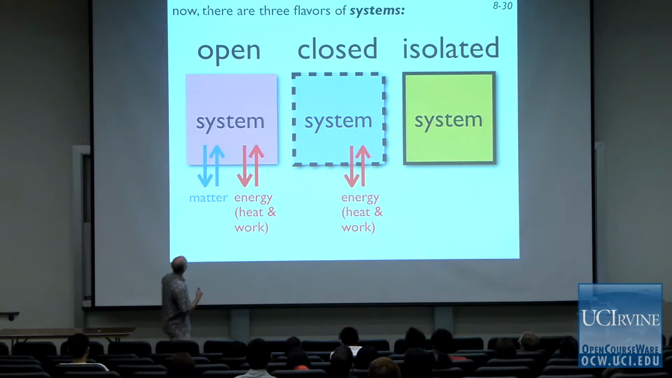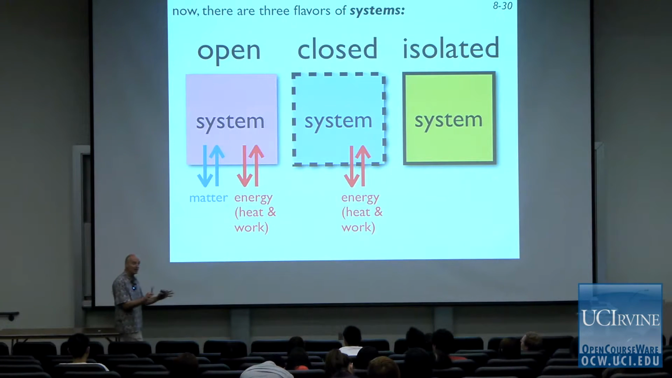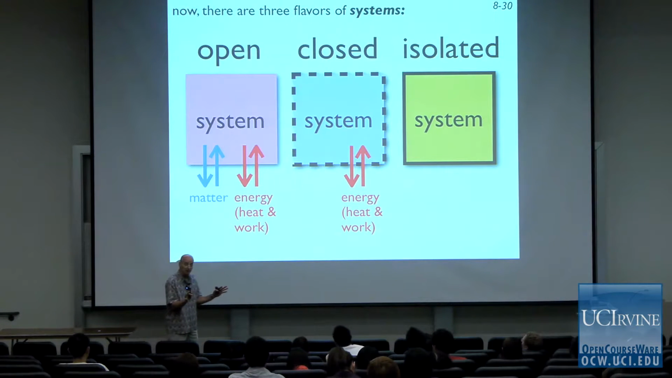We're not going to talk a whole lot about open systems. There's a lot going on here, and it basically ends up being a long Excel spreadsheet to understand flows of matter and heat and work in and out of such a system. But we're going to pay a lot of attention to these systems right here, closed systems, where we've made an effort to prevent matter from moving in and out.